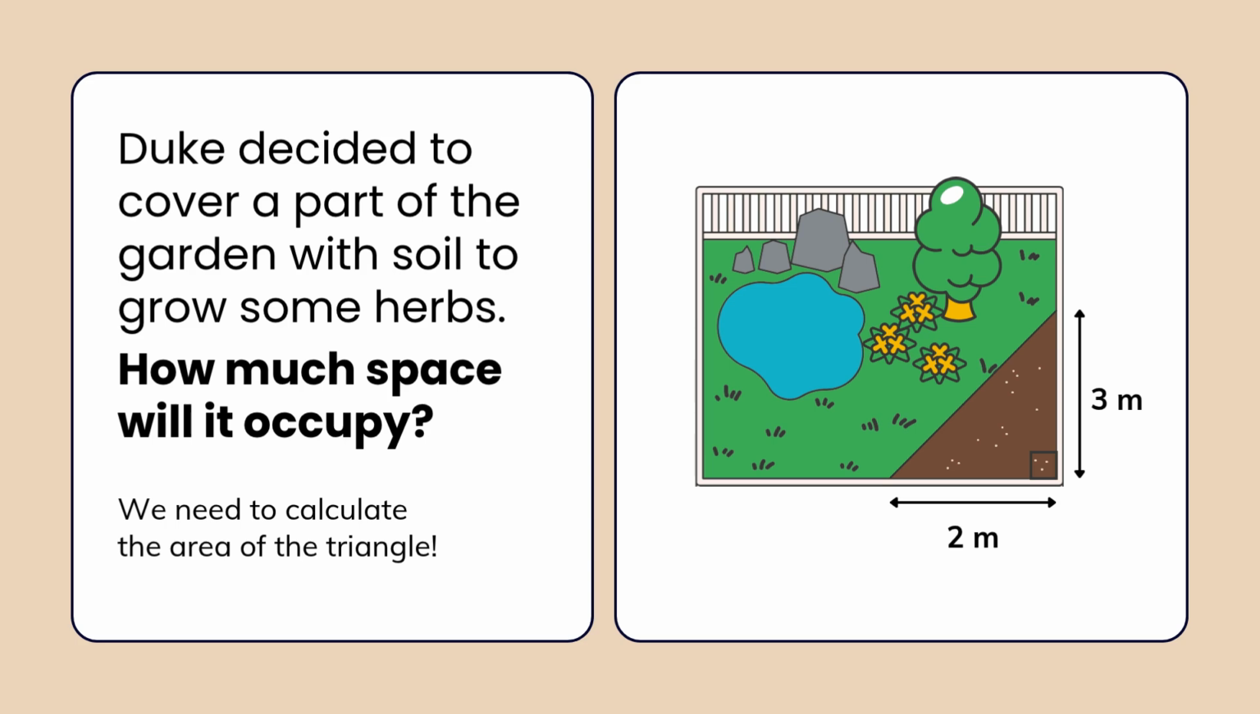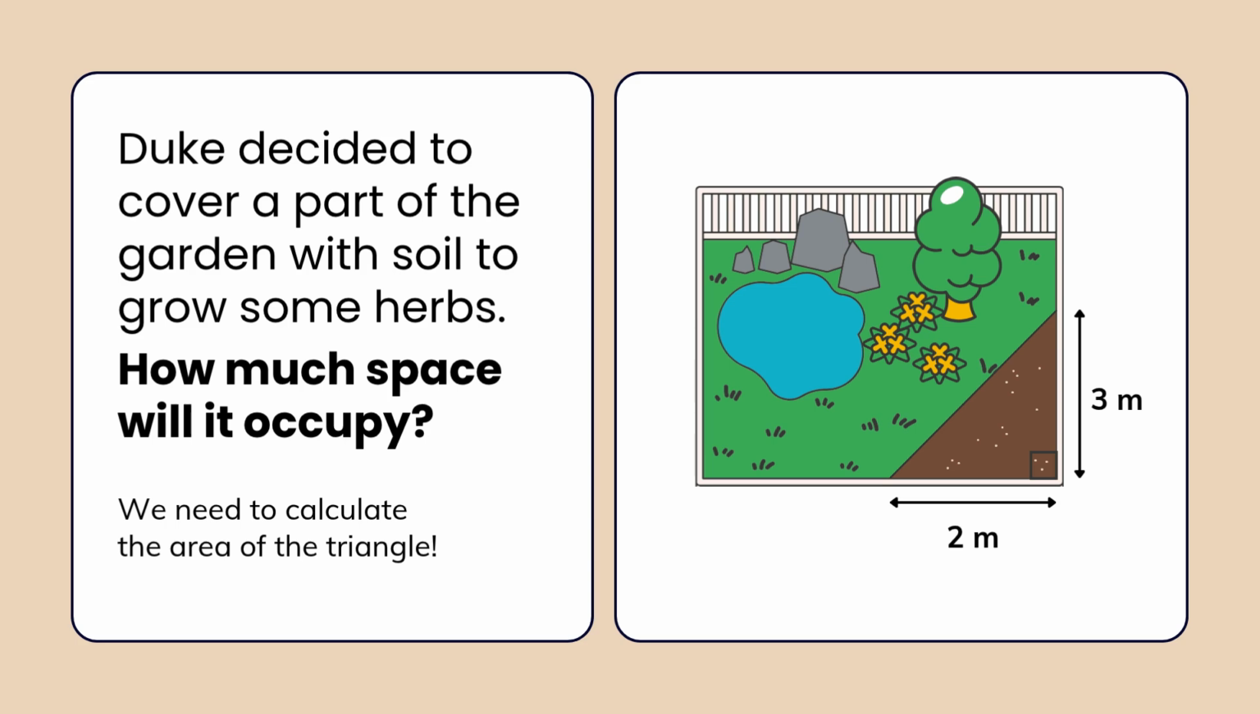So let's imagine Duke wants to plant some herbs in his garden, but the space he has shaped is like a triangle. 2 meters along the bottom and 3 meters going up. He needs to know how much soil he needs to buy. To figure that out, we need to find the area of the triangle. So here's how we do it.